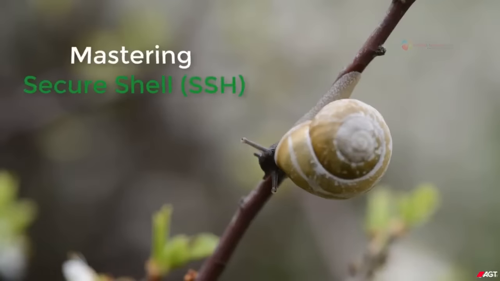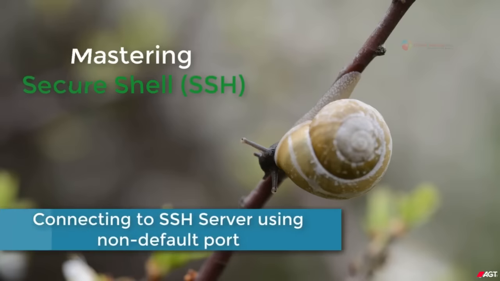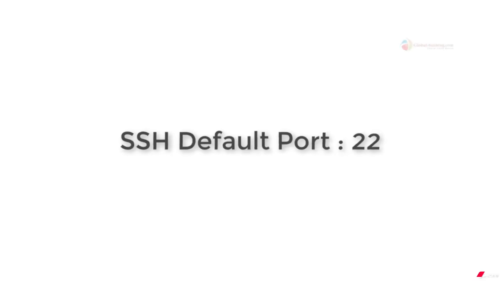Hello everyone, welcome back. In this video, we will connect to a remote SSH server that is running at a non-default port. By the way, port 22 is a default SSH port. So far, we haven't specified the port 22 while connecting to a SSH machine. That is because if the server is listening or running at the default port 22, the client is not required to specify port 22 because the client by default uses port 22.